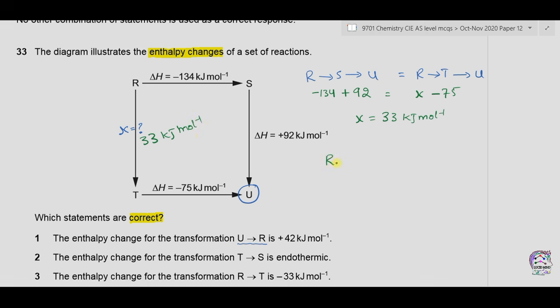Now from R to T we have 33 kilojoules per mole, while T to U is negative 75 kilojoules per mole. Now in the question they have asked about the energy transformation from U to R, so it will be reverse. When going in reverse the energy change will change the sign, so it will be plus 75 from U to T and negative 33 from T to R. So combining these two we can get plus 42 kilojoules per mole.